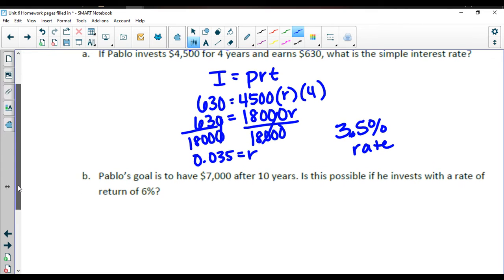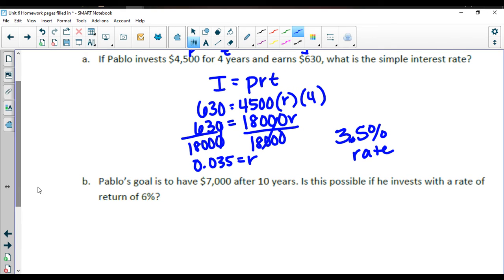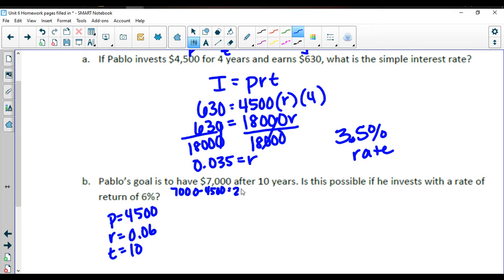Pablo's goal is to have $7,000 after 10 years. Is it possible if he invests with a rate of return of 6%? So he still only has a principal of $4,500. His rate is going to be 6%, and his time is 10 years. So he wants to have 7,000. So if we're looking at this, 7,000 minus the 4,500, he's trying to get $2,500 in interest as his goal.